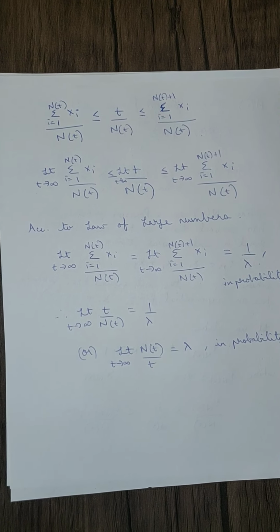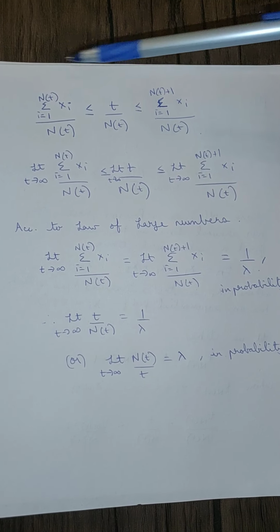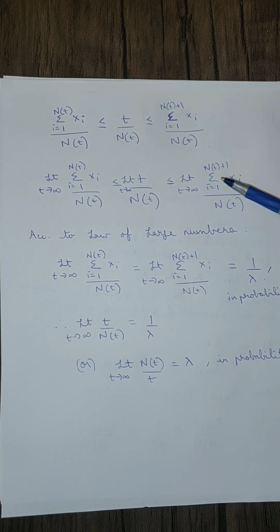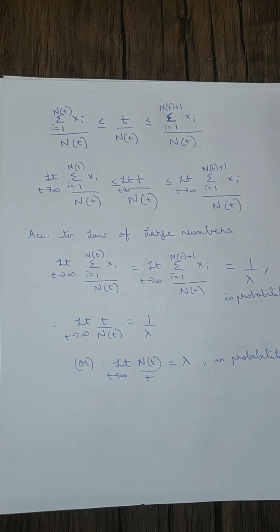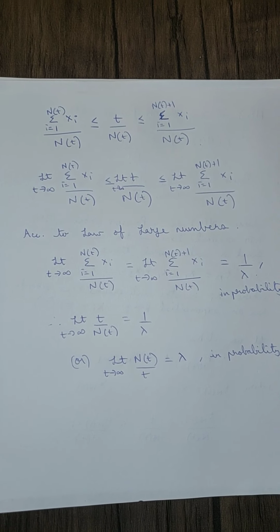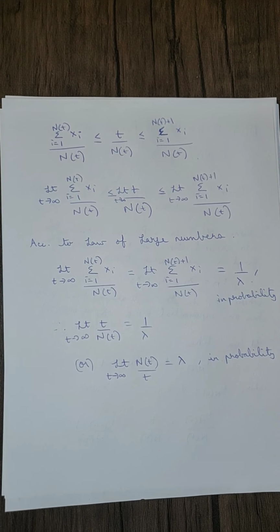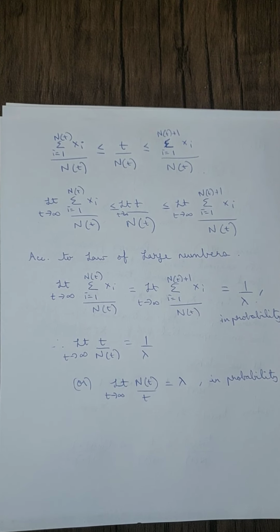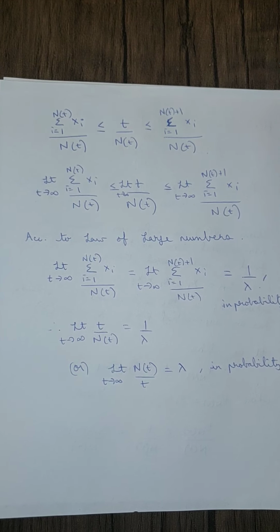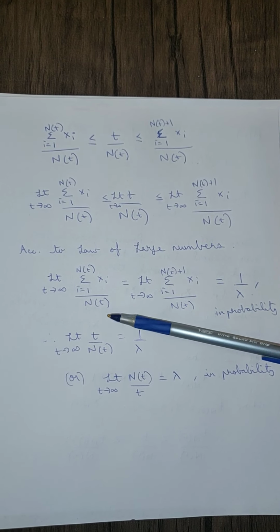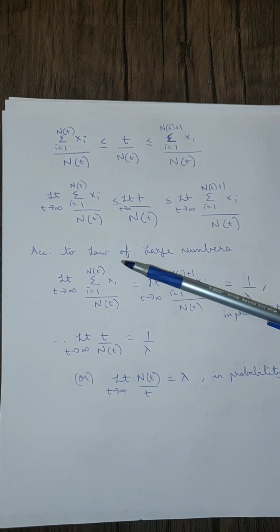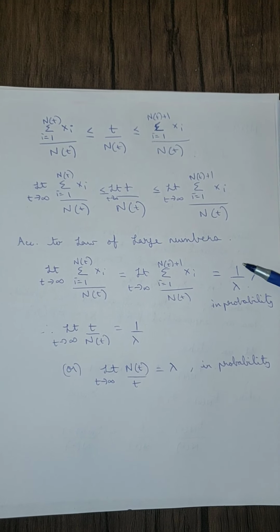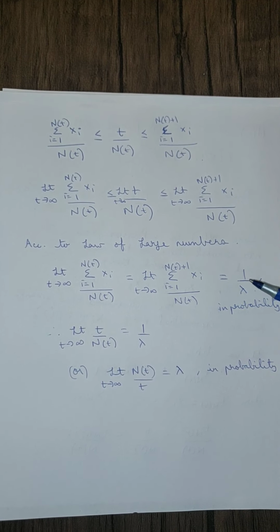Now if we apply the limit as t tends to infinity to all the terms, we get this final expression. We have to compute the limit for these two terms. As we know from the law of large numbers, for any random variables Xi, the sum of Xi by n as n tends to infinity is equal to the expected value of X. Over here Xi is exponential, therefore the limit of the sum of Xi by n is equal to the expected value of X. The expected value of the exponential random variable Xi is 1 by lambda. Therefore the limit of these two will be equal to 1 by lambda.